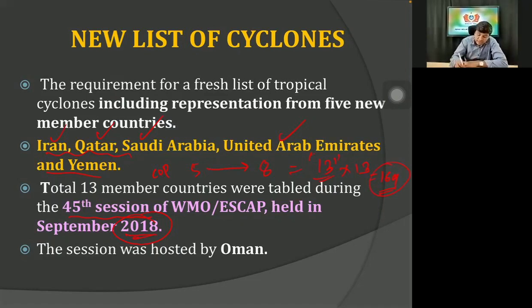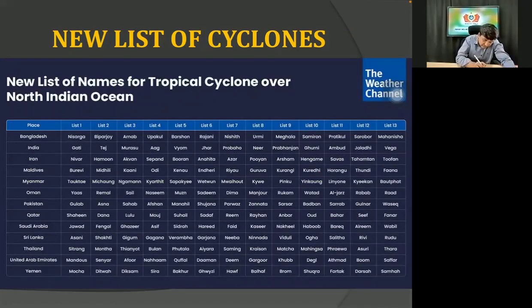Okay, and this list is with IMD. This list is with IMD, and now IMD will declare the names one by one according to the guidelines. So these are the 13 countries: Bangladesh, India, Iran, and so on. 13 into 13, we are having 169 names.